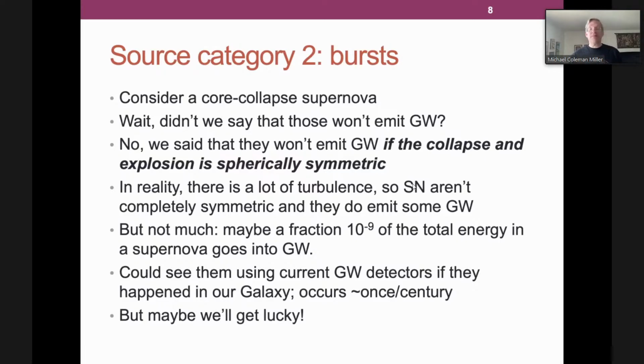So for what it's worth, when we say bursts, this is an example, but basically we mean something that has a short duration and a complex gravitational waveform, not easily modeled in a precise way.